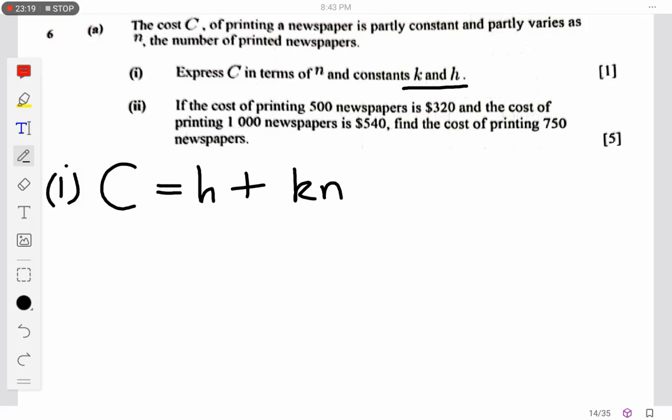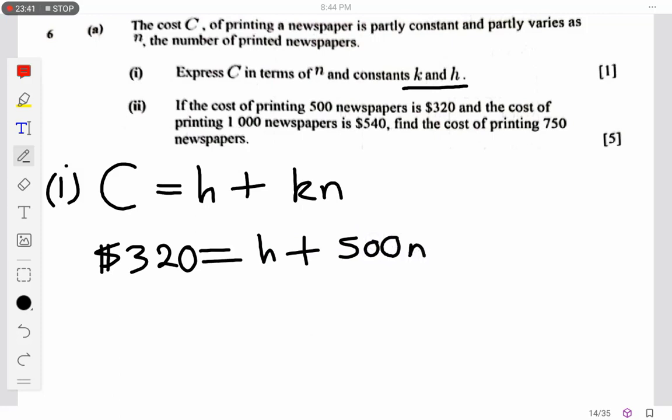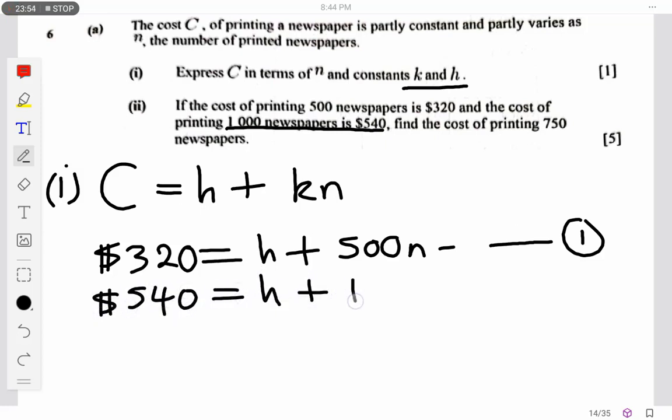Then the second part, they are saying if the cost of printing 500 newspapers is $320. Okay, so I can write that and say 320 is equal to H plus 500 newspapers. Okay, that is my equation number 1. Then the other equation is coming from 1000 newspapers for 540. So I can have 540 there is equal to H plus 1000 newspapers. So this is equation number 2.